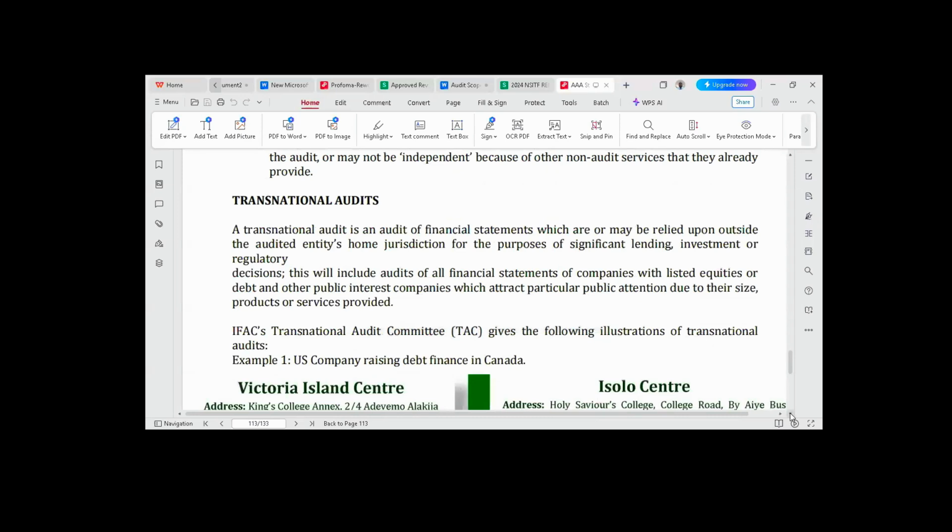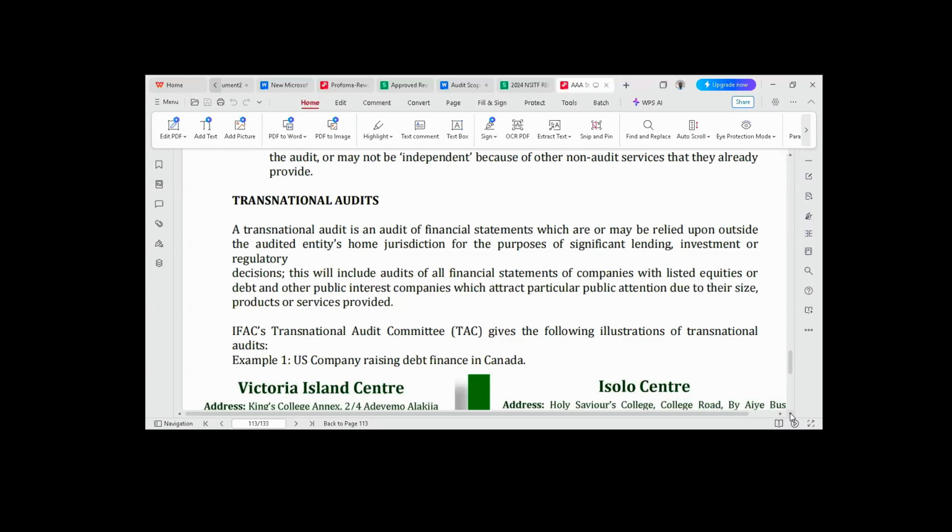The next area I want to look at now is called transnational audit. Transnational audit, as the name implies. What is transnational? Transnational means across nations. So a transnational audit is an audit of financial statements which are or may be relied upon outside the audited entity's home jurisdiction for the purpose of significant lending, investment, or regulatory decisions.